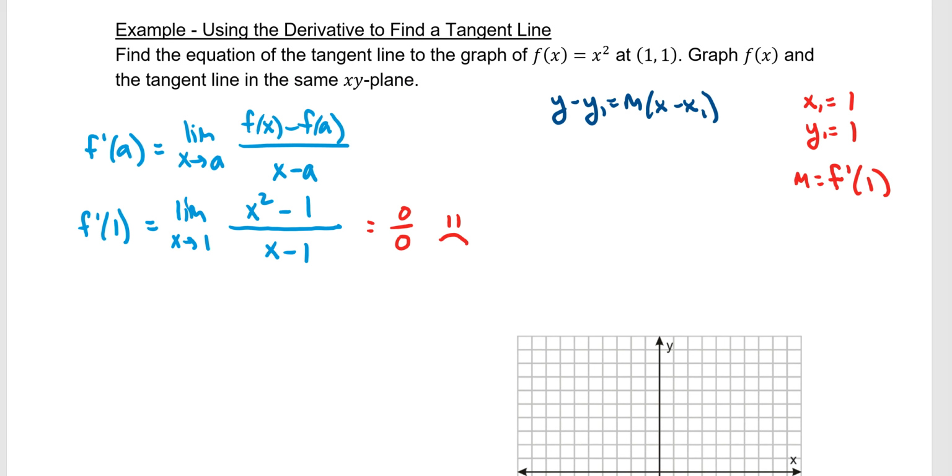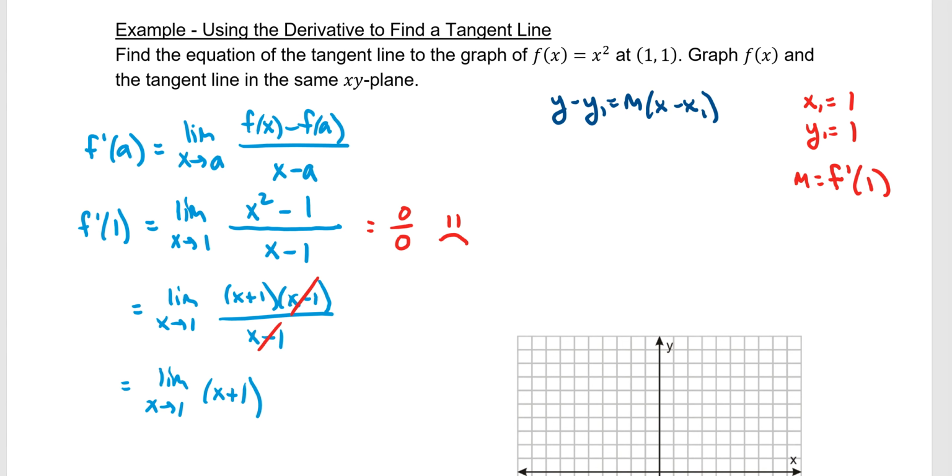So what we're going to do, of course, is factor the numerator to x plus 1 times x minus 1. The denominator does not factor. We end up getting x minus 1's cancel, so we're left with the limit as x approaches 1 of x plus 1. Now we do direct substitution, and we get 1 plus 1, plug in the 1, and we get 2.